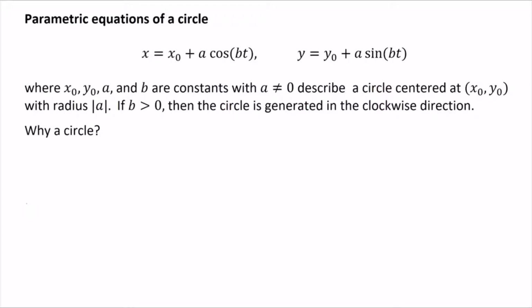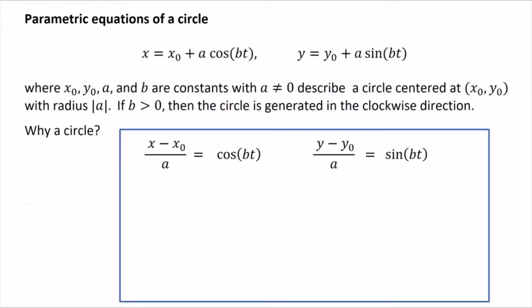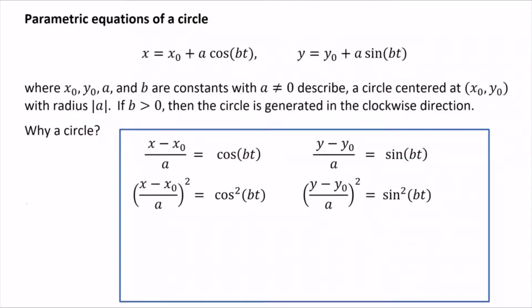So why do these parametric equations give a circle? Solving the parametric equations for both cosine of the quantity b times t and sine of the quantity b times t gives us (x minus x naught) all over a equals cosine of bt, and (y minus y naught) all divided by a equals sine of bt. Now squaring both sides gives us ((x minus x naught) all over a) quantity squared equals cosine squared of bt, and ((y minus y naught) all over a) quantity squared equals sine squared of bt.